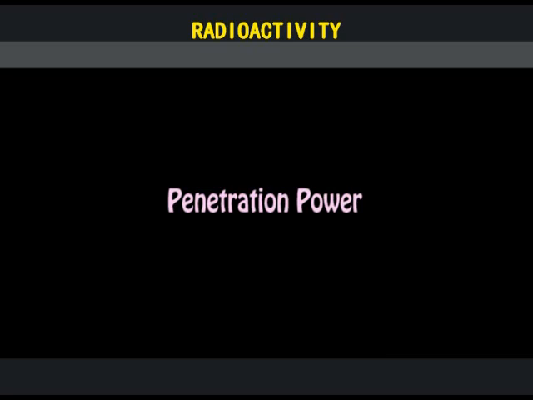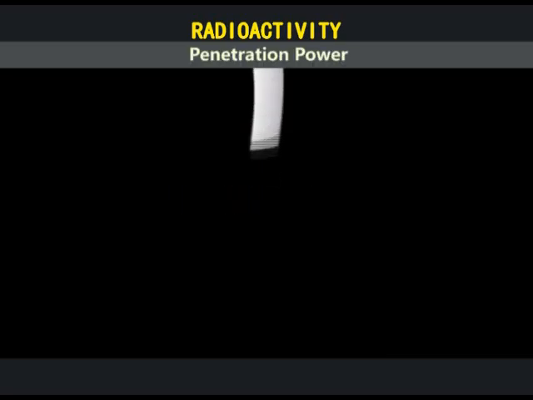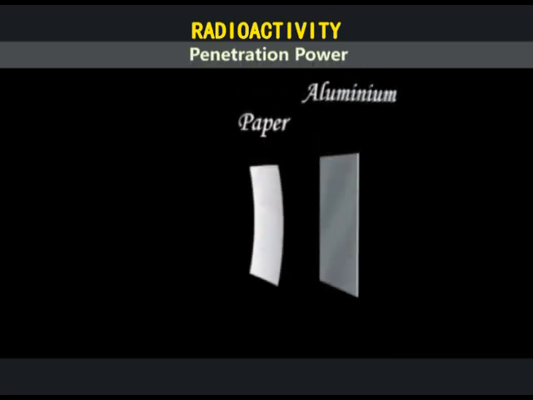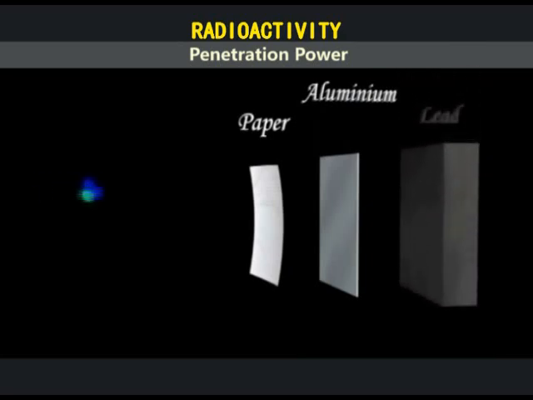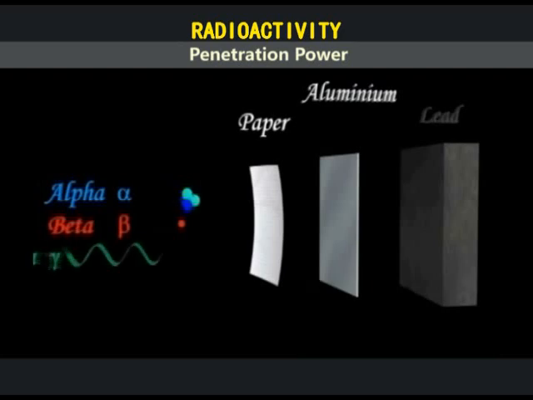Penetration power. The 3 radioactive emissions have different penetration powers. Alpha particles are the weakest. They travel slowly through air and are stopped by a sheet of paper. Beta particles are stronger. They penetrate paper but are stopped by a piece of aluminum foil. Gamma rays have the highest penetration. They penetrate paper and aluminum foil and are only stopped by a thick lead block.